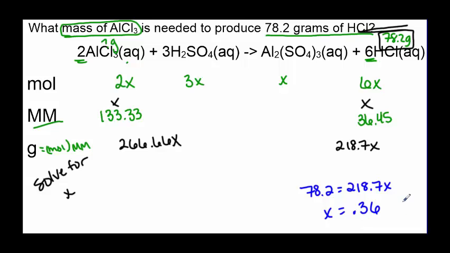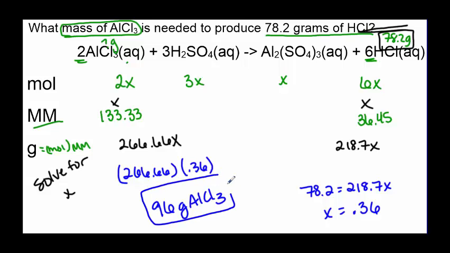So x is my magic number here. I'm going to take that over here and plug it in. So 266.66 times 0.36 is going to give me an answer of 96 grams of aluminum chloride. So there's how to solve stoichiometry problems using the magic number method.